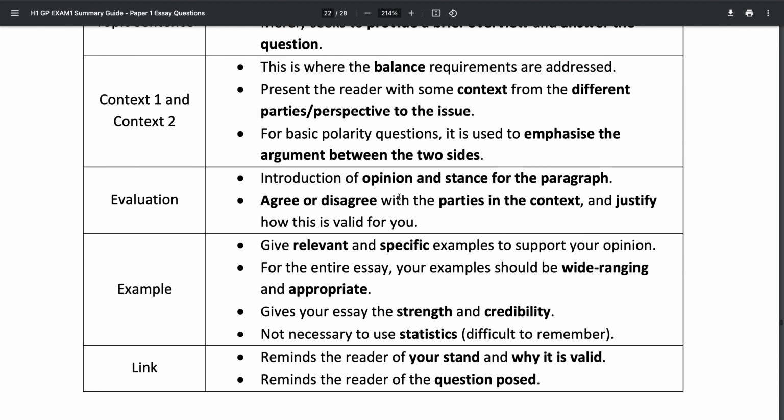Okay, evaluation. This is where you start to come in. This is where you as the author start to justify your point. Evaluation, you tell me what is your opinion. Not say agree, disagree. Just tell me what you think. Tell me what you believe in. Okay? You can agree or disagree with the different people in your context, but you have to eventually justify.